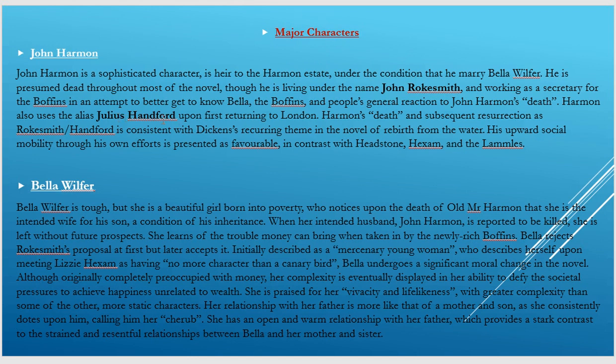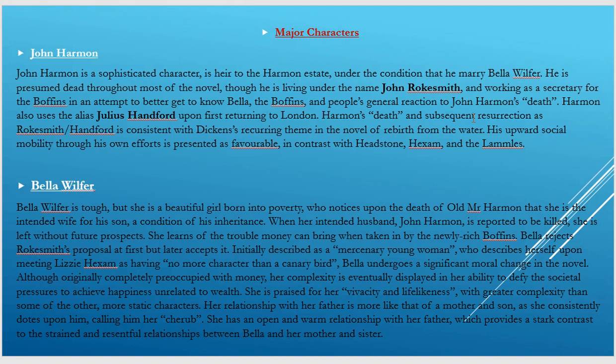So instead of using John Rooksmith for the whole novel, he used the identity called Julius Handford for a limited time. Upon his first return to London, he used it only for a short time in the hotel, when he rented a room in the hotel.